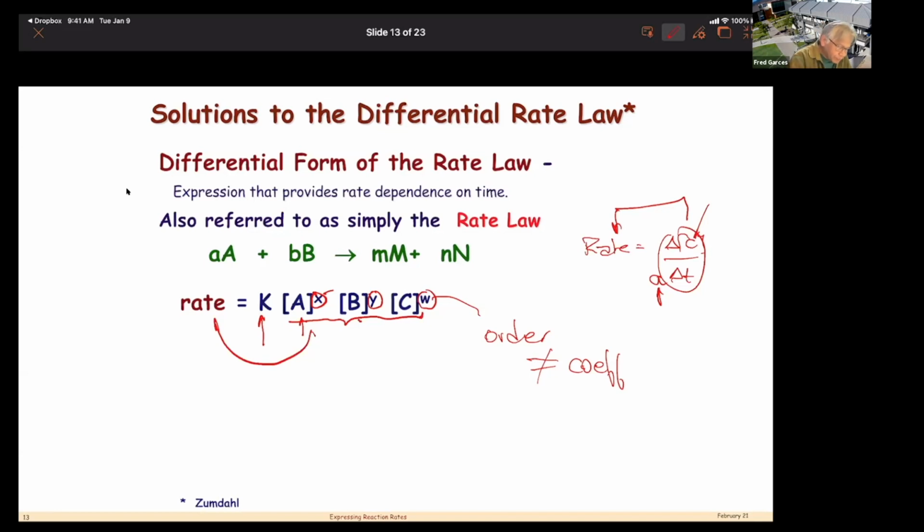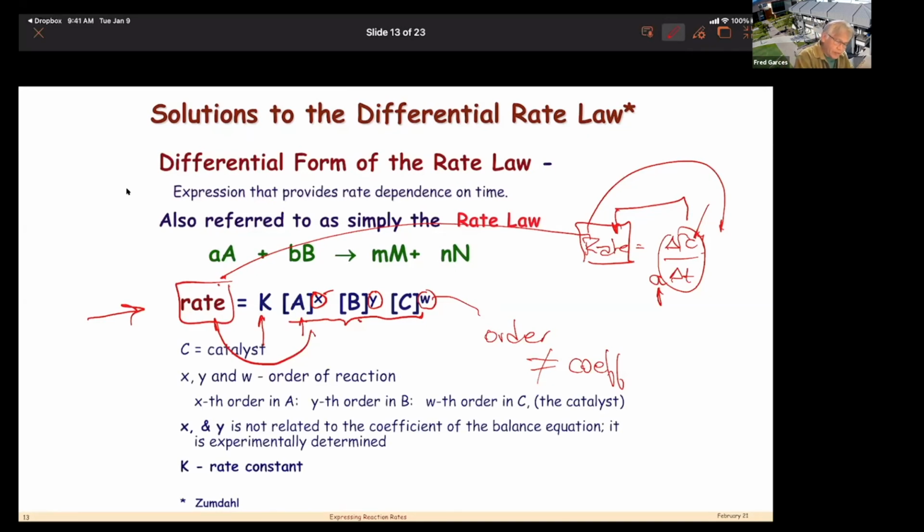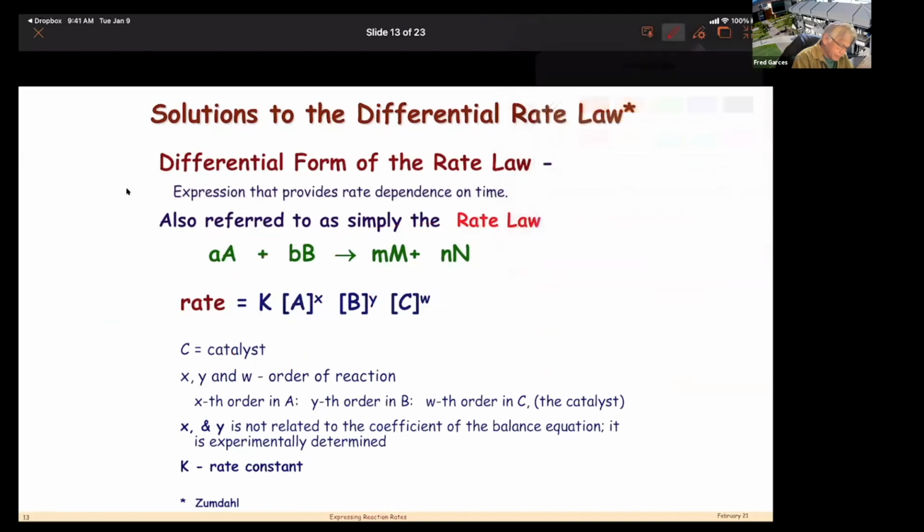So this is the ultimate goal that we want. This rate right here is related to these chemicals if you can measure the speed of the chemical with respect to time. So here are the definitions. C might be a catalyst. The catalyst can be in the rate law because it influences the speed of the reaction.